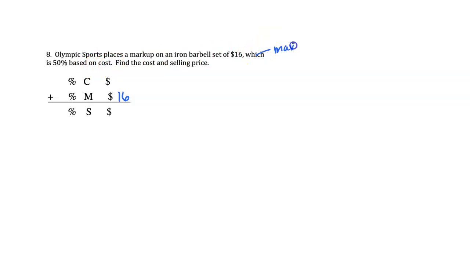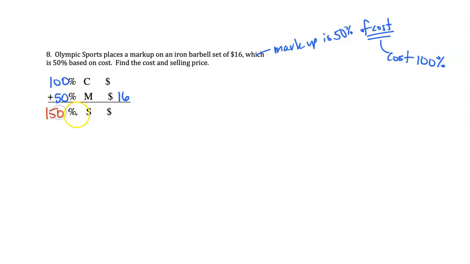This is also telling us our markup is 50% of cost. In the markup row, I'll put the 50%. That also tells me if our percentages are of cost, next to the cost, I can put 100%. Find the cost and selling price. So we're going to find these other values that are missing. Looking straight down the first column, we can take 100% plus 50% is 150%.